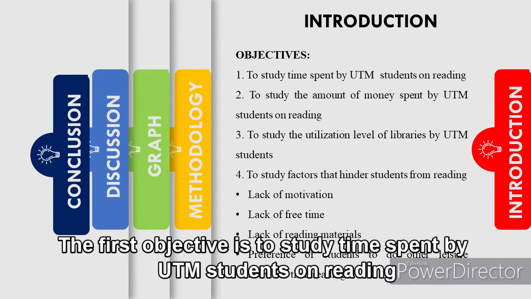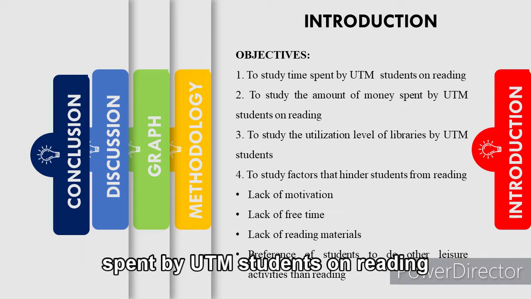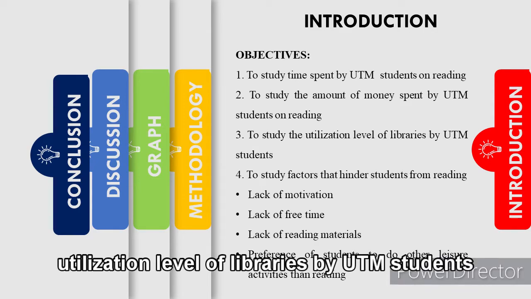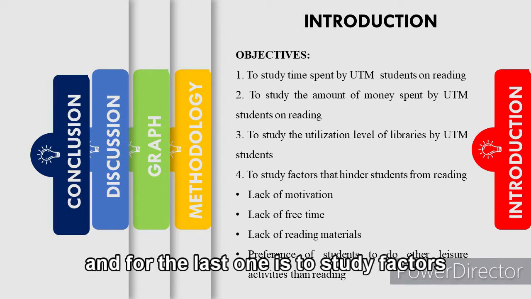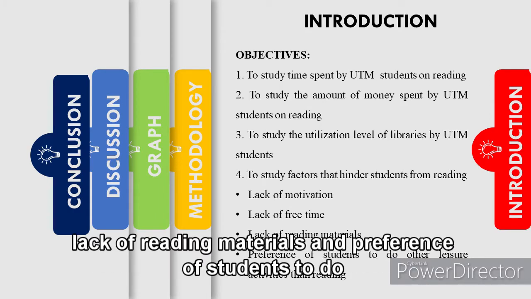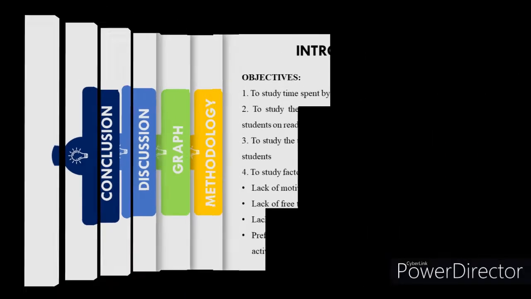The first objective is to study time spent by UTM students on reading, and the second one is to study the amount of money spent by UTM students on reading. And the third one is to study the utilization level of libraries by UTM students. And the last one is to study factors that hinder students from reading, such as lack of motivation, lack of free time, lack of reading material, and preference of students to do other leisure activities than reading.